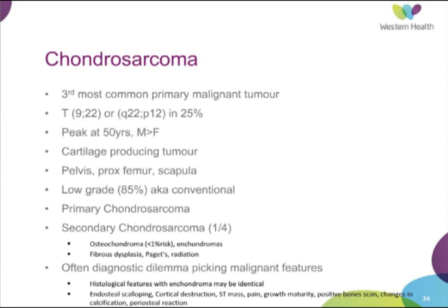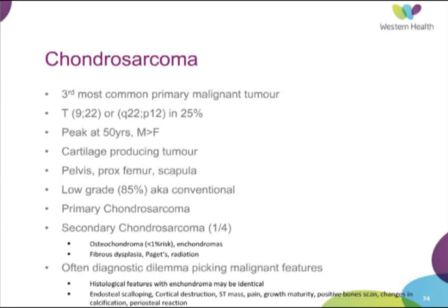Chondrosarcoma, I think more than a lot of other tumours, is often a diagnostic dilemma, picking up the malignant features. So the histology can look identical to an endochondroma under the microscope, and a lot of it is actually still done on the plain film appearance and the location of the tumour to determine the malignant potential of the tumour. So a chondrosarcoma, as you can see, looks like an endochondroma.